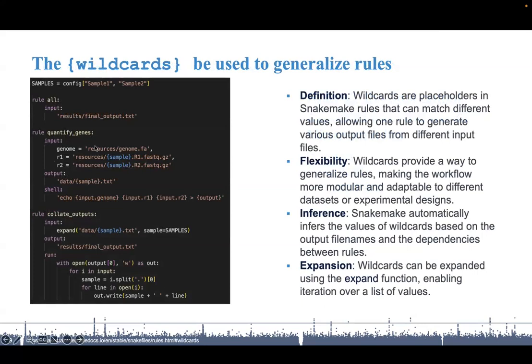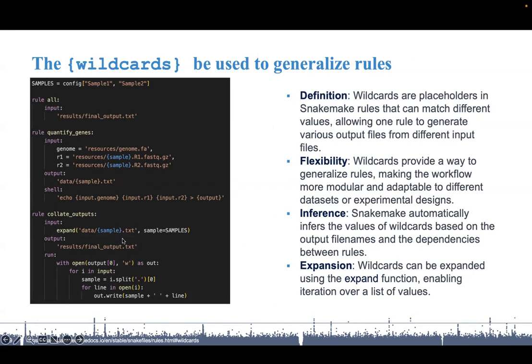And so what we're doing then is, again, we have a rule all, we're saying we expect a final output.txt now. And in our next rule, quantify genes, rather than saying sample1.r1, we're putting in what our wildcard is, which is called sample. So then Snakemake will say, replace that sample wildcard with sample1 and sample2, and this will propagate through every other rule.